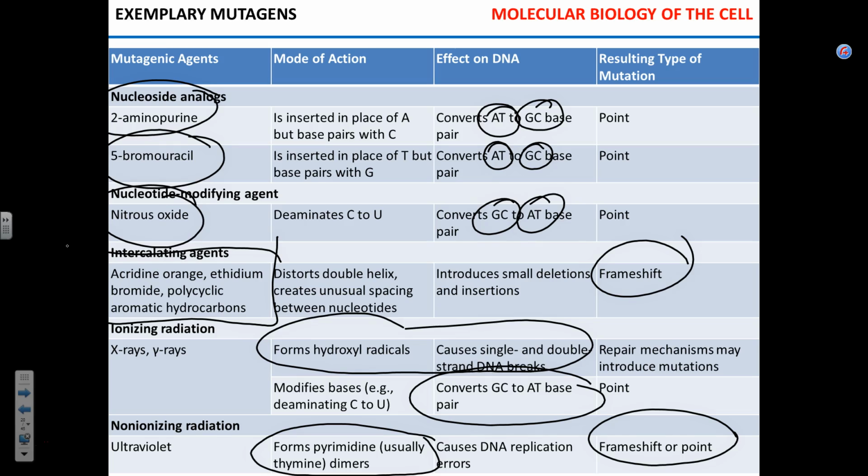What type of mutation does ultraviolet cause? Formation of thymine dimers. It's going to be probably frame shift, but can be both actually. Double strand break can be all types of mutations. So I will not ask you to distinguish those.